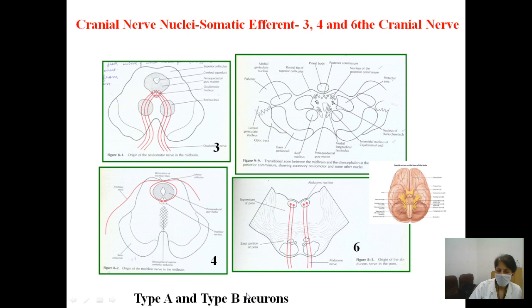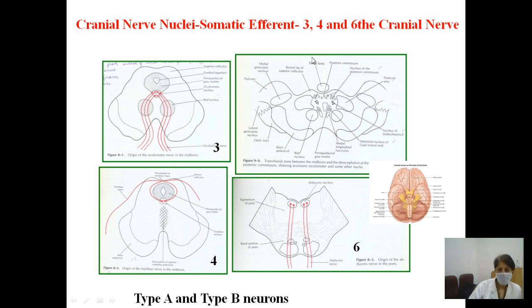Now these are very important, because when the eyes move, both eyes show conjugate or yoke movements, in which both eyes move together in the same direction through the same amount. This function is subserved by the type B neurons, the internuclear neurons. So type A are the general somatic efferent neurons, and you have the type B neurons.